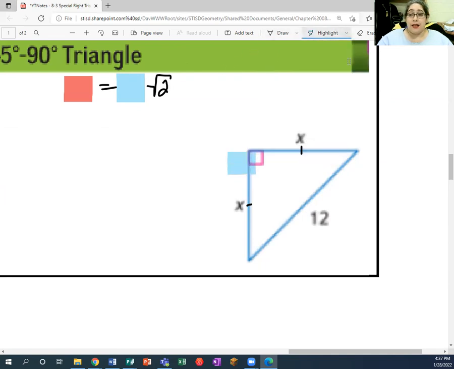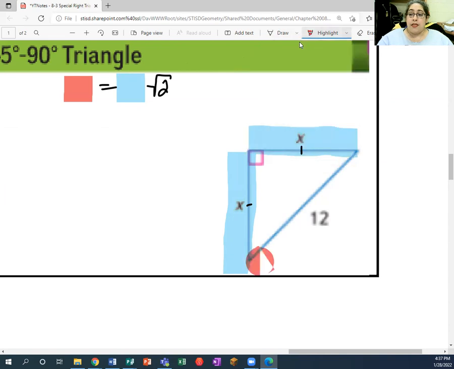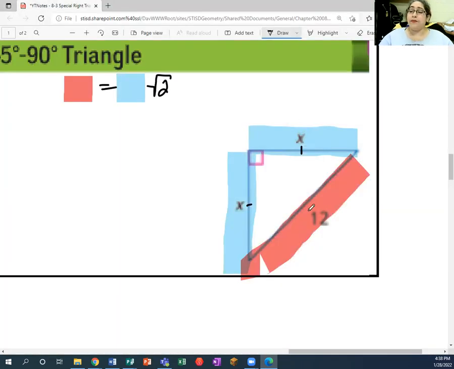All right, let me get some color going. I'm going to highlight the legs of the right triangle. And then the hypotenuse, there we go. And now once my screen comes back online, I'm going to start matching up my colors.